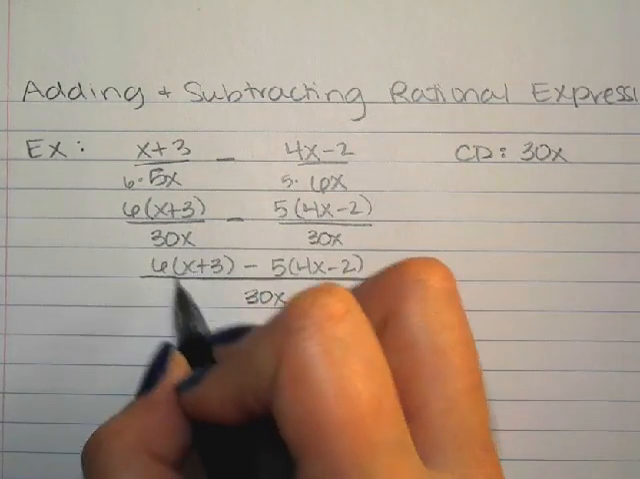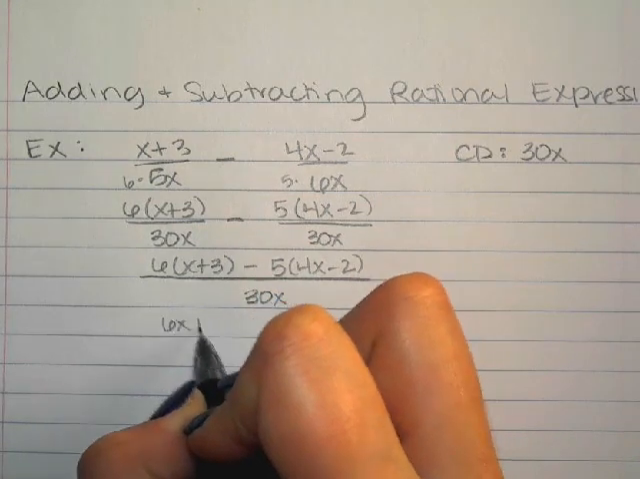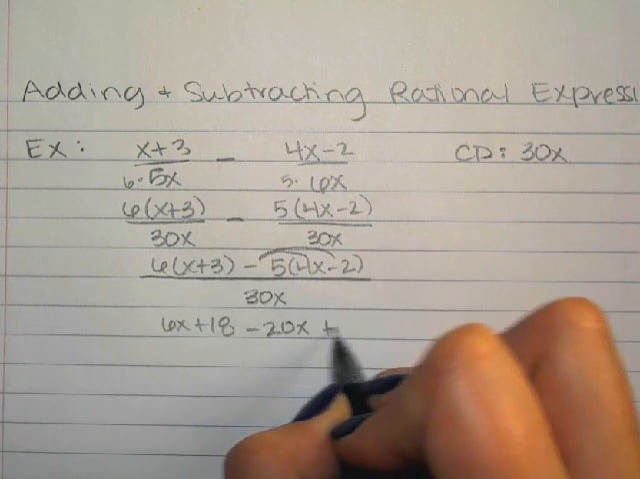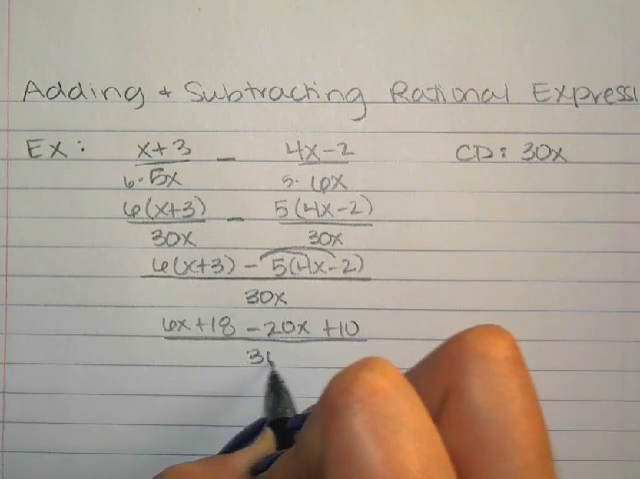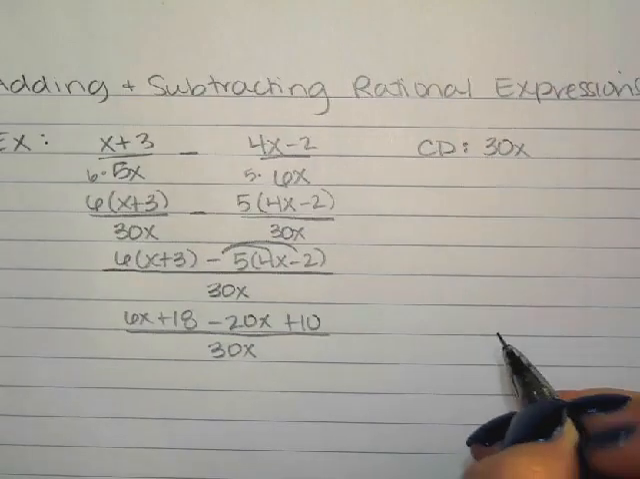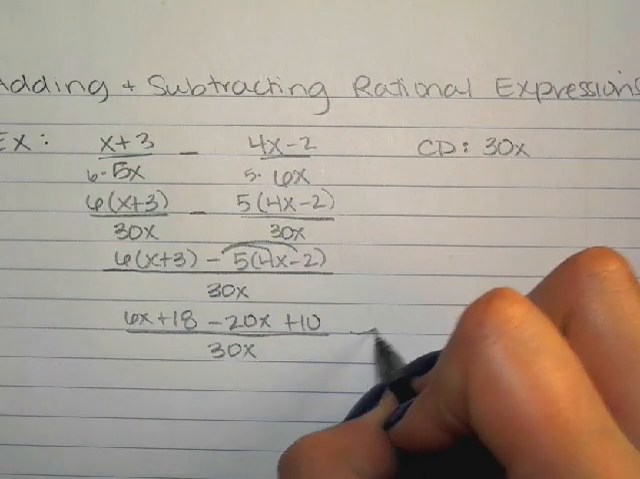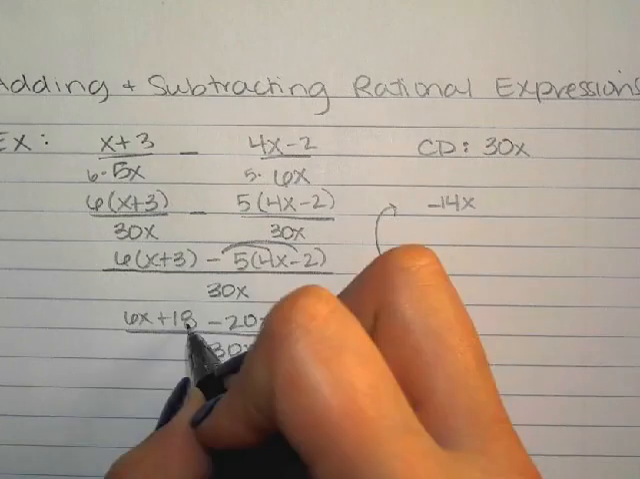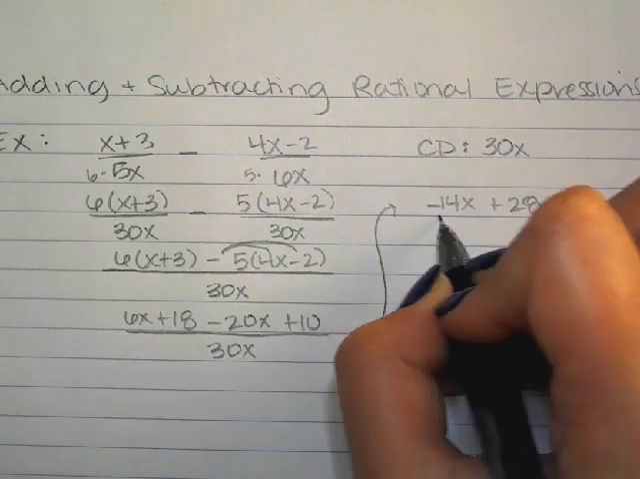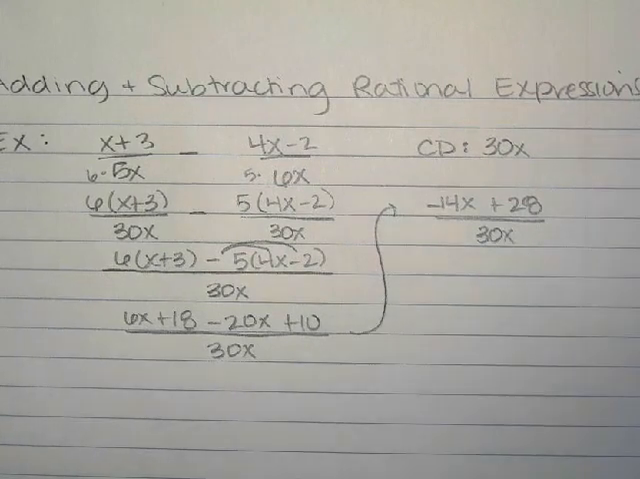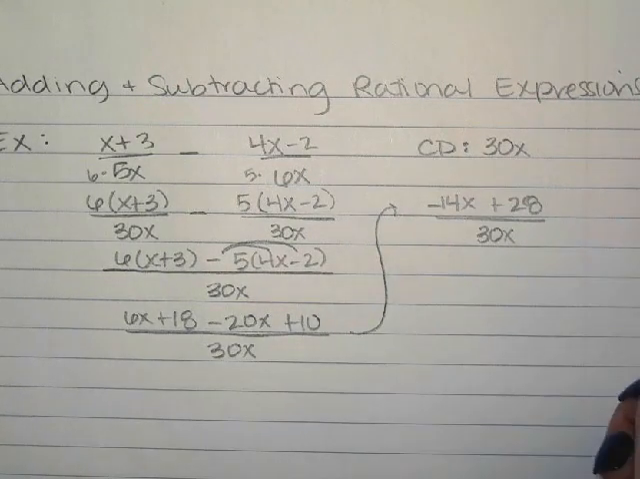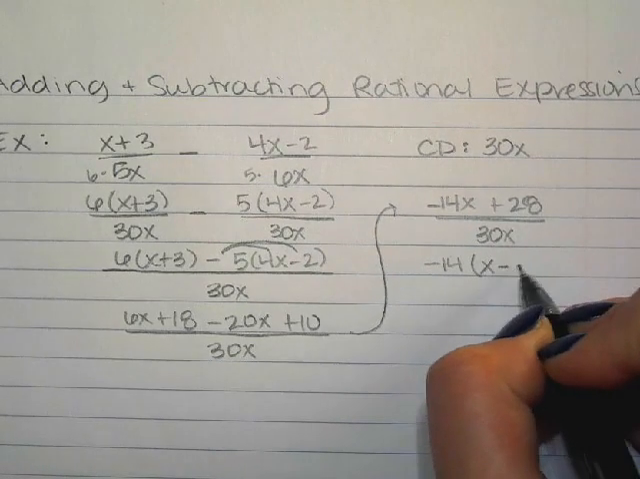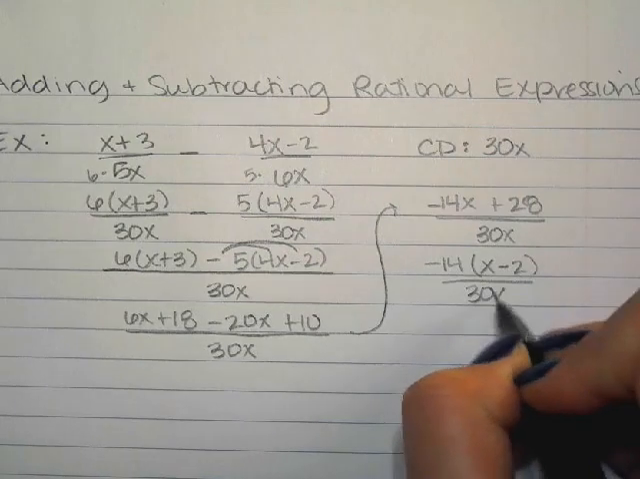And I'll go ahead and do my distributing. So I've got 6x plus 18 minus 20x plus 10. So 6x and negative 20x makes negative 14x, and 18 and 10 makes 28. So it looks like I can take out 14, it goes in both. Negative 14 times (x minus 2) divided by 30x.